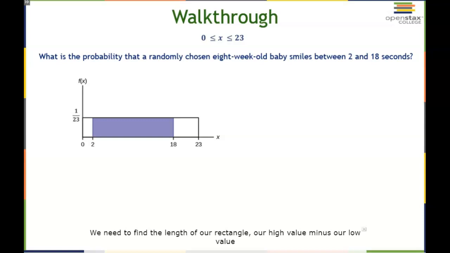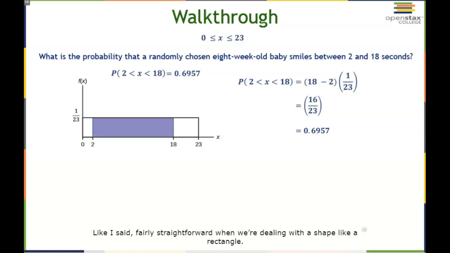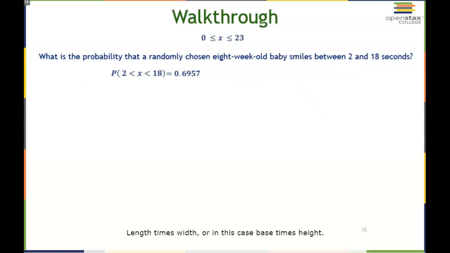We need to find the length of our rectangle, our high value minus our low value of the probabilities we're looking for. So 18 minus 2 is 16. 16 times 1/23 is 16/23. In other words, 0.6957. Like I said, fairly straightforward when we're dealing with a shape like a rectangle. Length times width, or in this case, base times our height.